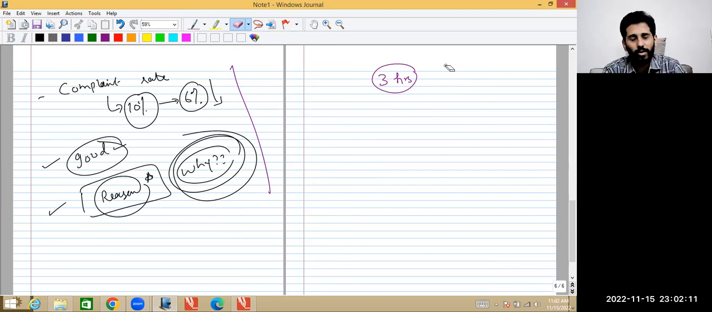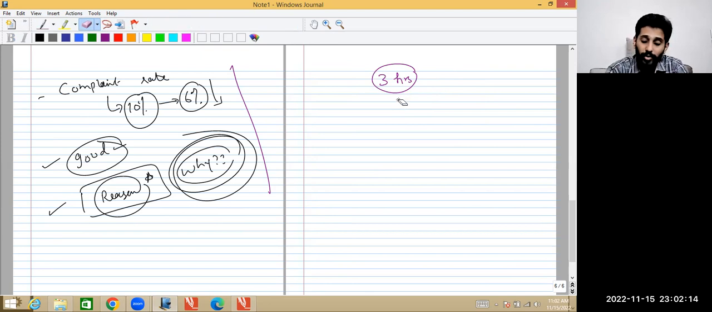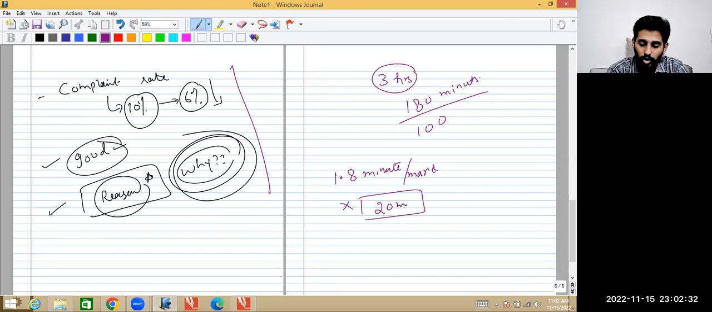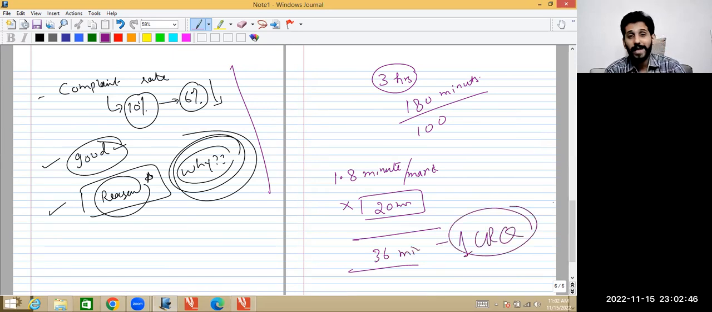On the safe side, although this formula is helpful, 3 hours means 180 minutes, and you have to cover 100 marks. That means 1.8 minutes per mark. And if the question is worth 20 marks, you can simply calculate 1.8 multiplied by 20. That means 36 minutes for 1 CRQ. Now you may be shocked at how it is practically possible to solve 1 CRQ within 36 minutes.